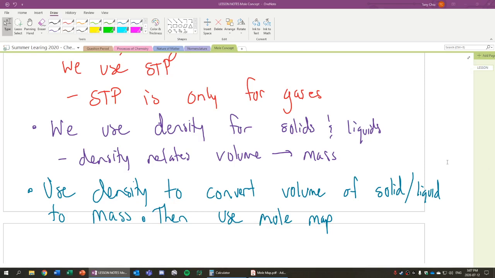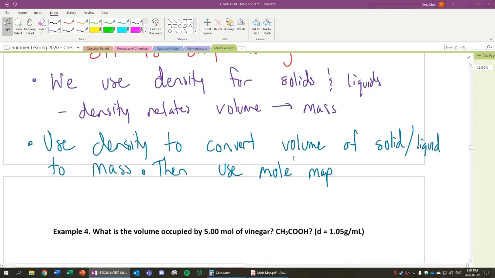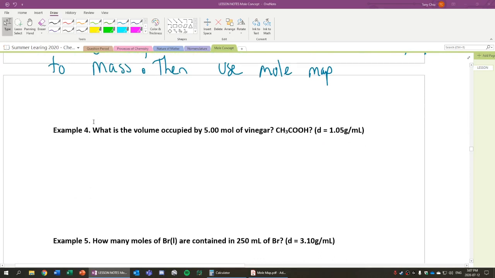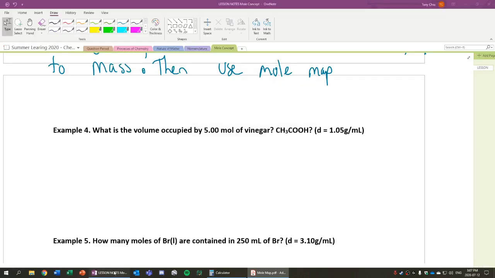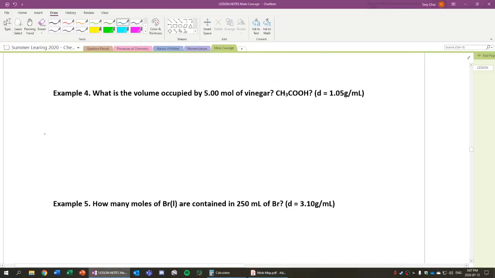So remember, STP can only work for a gas. So let's take a look at this. What volume is occupied by 5 moles of vinegar? Okay, so that means we're currently at moles. We want to get to volume of vinegar. Vinegar is a liquid, so we've got to convert moles to mass first. Then we can use density to get to volume of vinegar. So let's take a look. We have 5 moles of vinegar. To get from moles to mass, we've got to use the molar mass of vinegar.